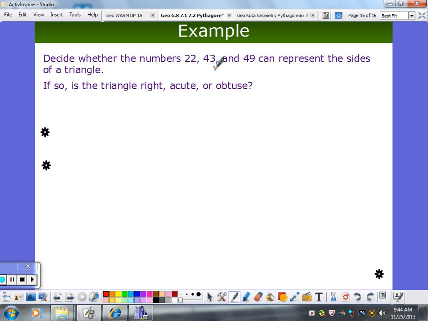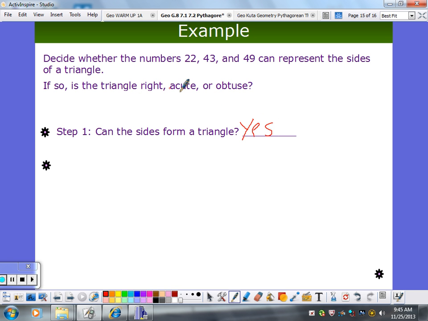Remember how we did that triangle inequalities? How do I know if this is a triangle or not? How do you tell if 22, 43, 49 makes a triangle? The sum of the two sides has to be bigger than the third. What's 22 plus 43? Is it bigger than 49? Yeah, and you really should check them all, but that kind of works, right? So is this a triangle? Yes. So you do that first.